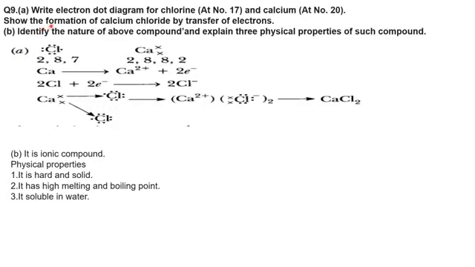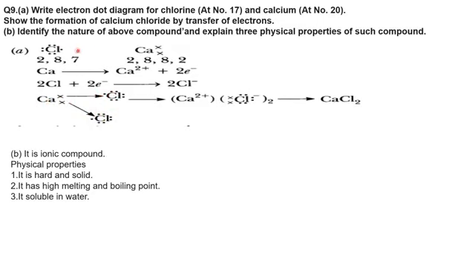Now you have to show the electron dot diagram of chlorine. They have already given the atomic number of calcium, 20. Show the formation of calcium chloride by transfer of electron. Calcium has 2 electrons to give, and chlorine wants 1 electron. So the formula of calcium chloride is CaCl2, so 2 chlorine atoms. Here you can see the 2 chlorine atoms are getting 1 electron each from calcium, right?